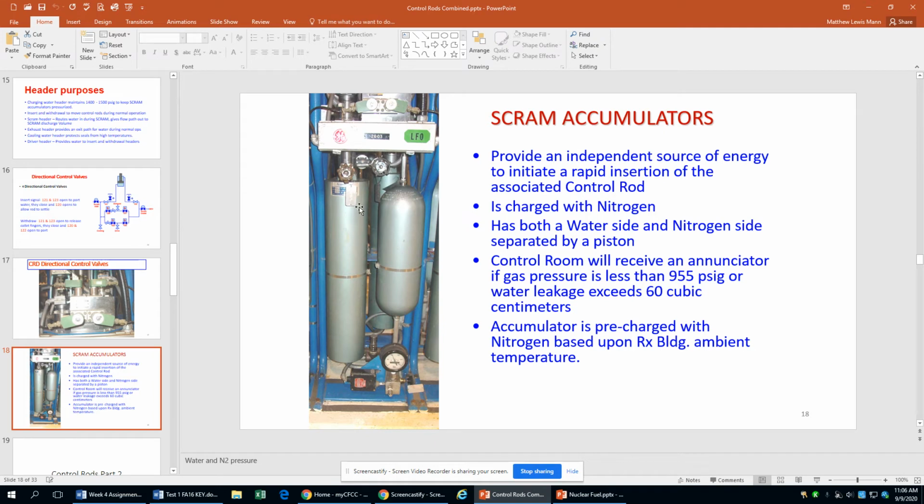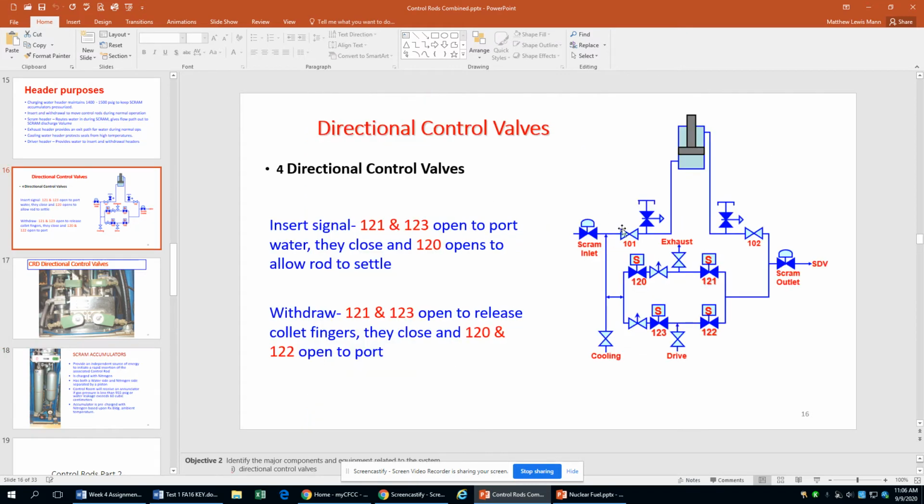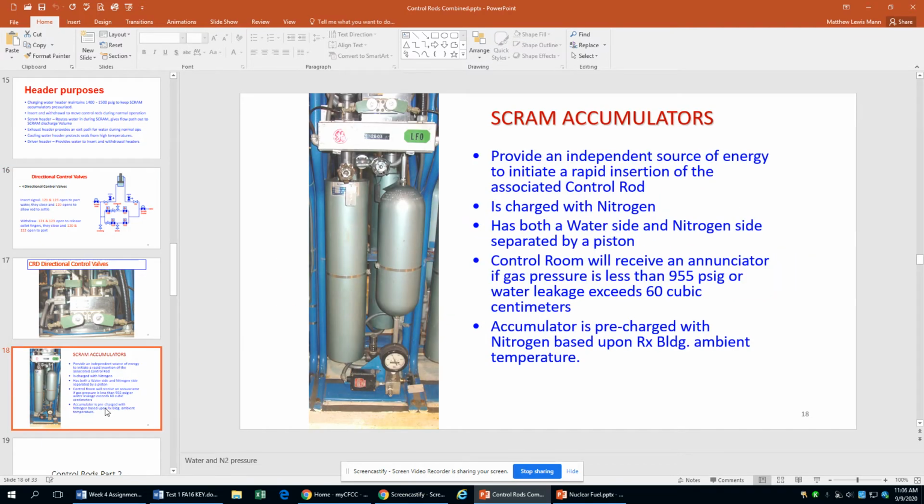Here are our 2 accumulators. On the right is nitrogen, on the left is water, and this one's around 1,400 pounds. This one's around 1,000 pounds. And basically, during a scram, this will push in underneath here and pressurize it and force that control rod in. So whenever I open this scram inlet, all that nitrogen from the tank is going to rush in underneath the water, push it up and into the core, and then the scram outlet is going to come out via the scram discharge volume.